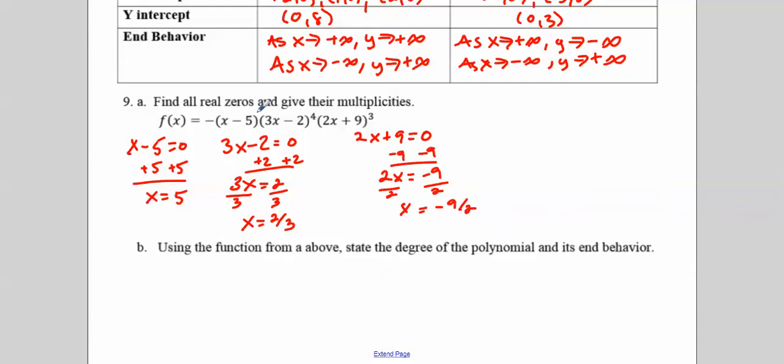Okay, the first one has no exponent, so you can give it an exponent of 1, and it has multiplicity 1. The second one, the exponent is 4, so it has multiplicity 4. And the last one has an exponent of 3, so it has multiplicity 3. Using the function from A above, state the degree and the end behavior. So the degree is the sum of the exponents, 1 plus 4 plus 3. So the degree is 8.